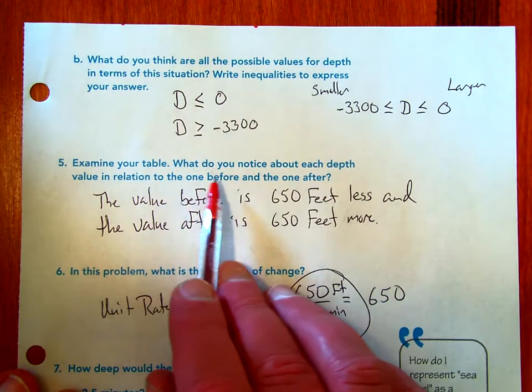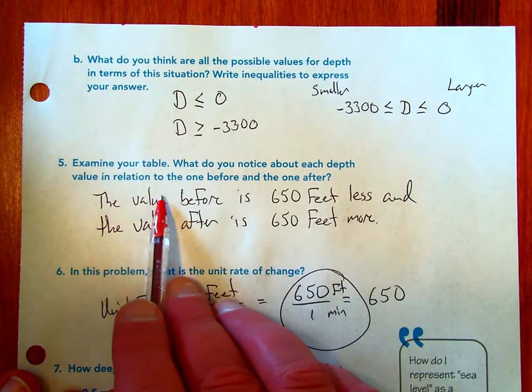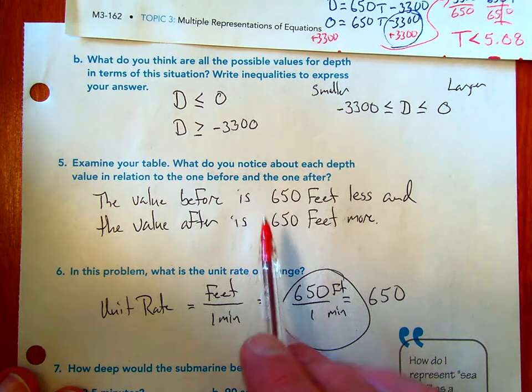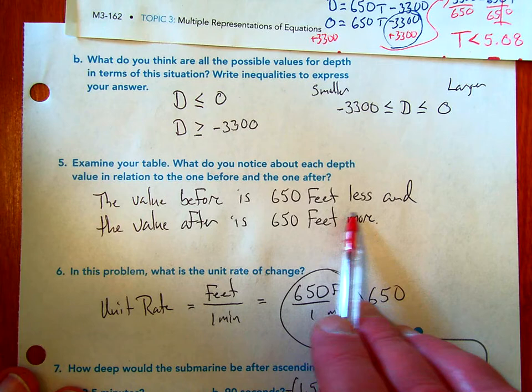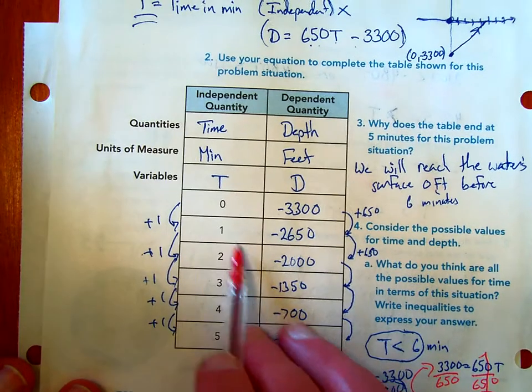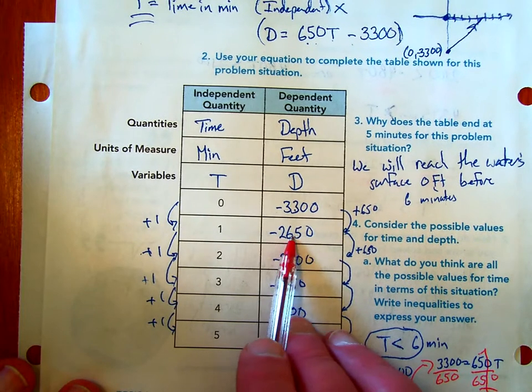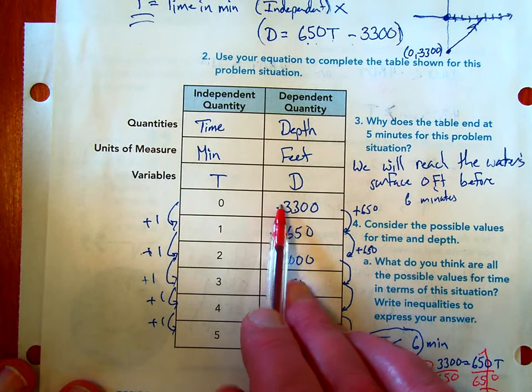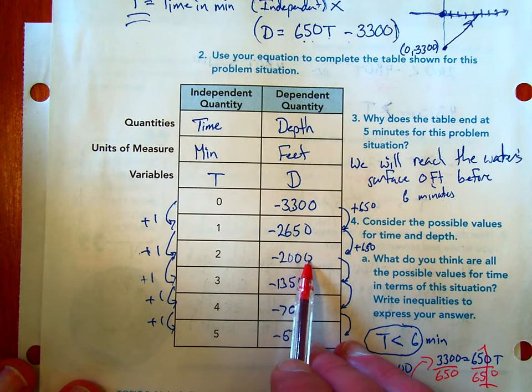Examine your table. What do you notice about each depth in relation to the one before and the one after? The value before is 650 feet less, and the value after is 650 feet more. So, for example, right here, number 1, the value before is 650 less. The value above is 650 more.